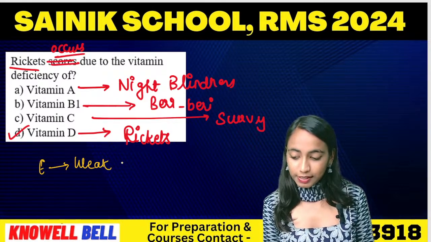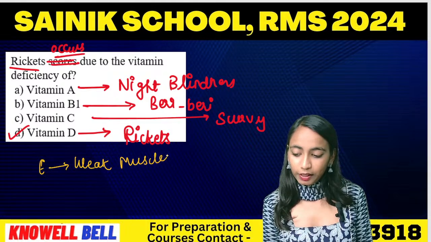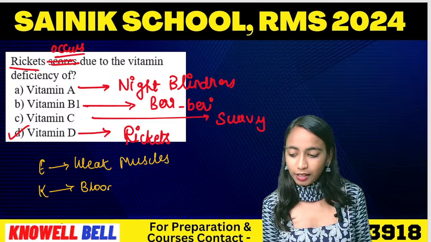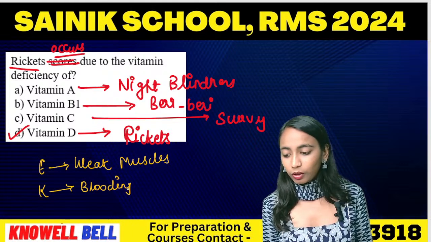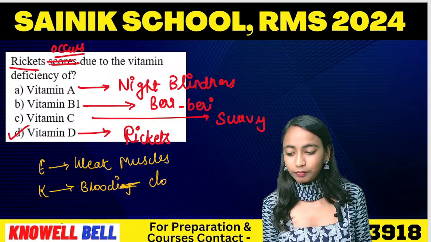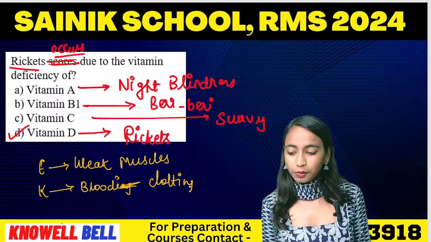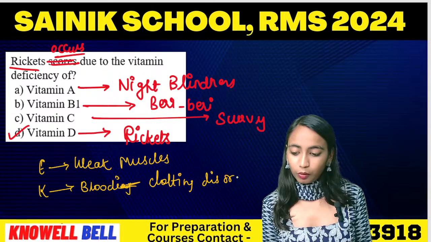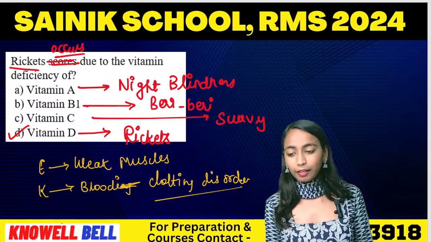Vitamin E deficiency is weak muscles. Vitamin K deficiency, इसके लिए last year ही question आया RMS में, blood clotting disorder. Okay, it causes blood clotting disorder. Vitamin K deficiency.